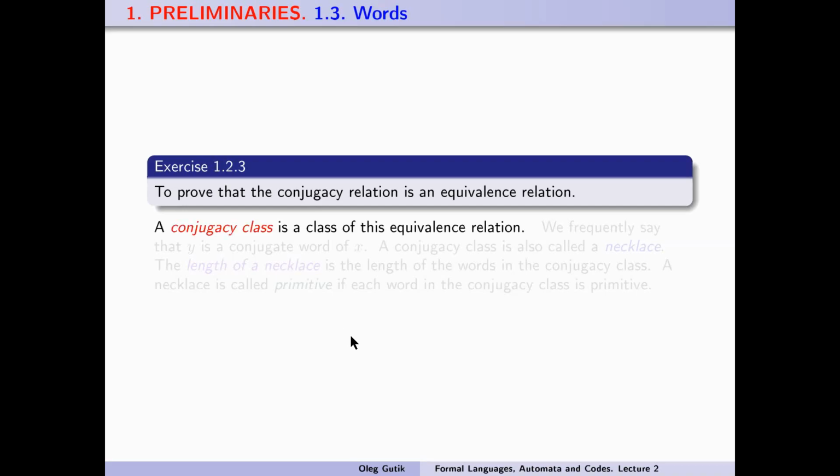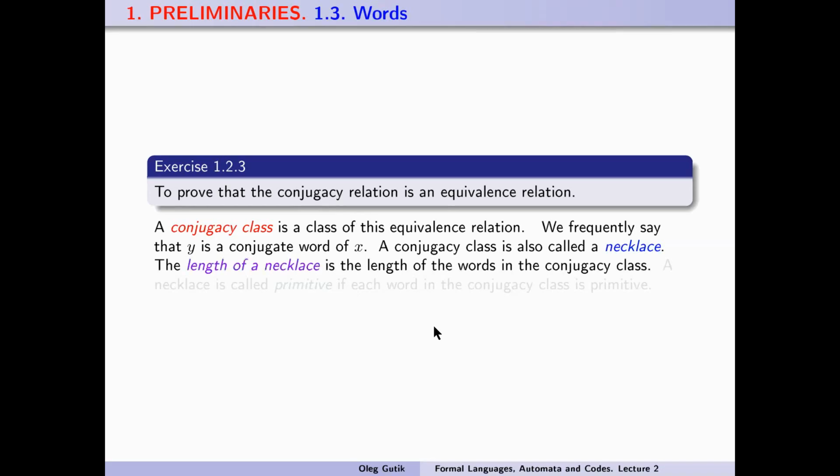And a conjugacy class is a class of this equivalence relation. We frequently say that y is a conjugate of the word x. A conjugacy class is also called a necklace. The length of a necklace is the length of the words in the conjugacy class. A necklace is called primitive if each word in the conjugacy class is primitive.